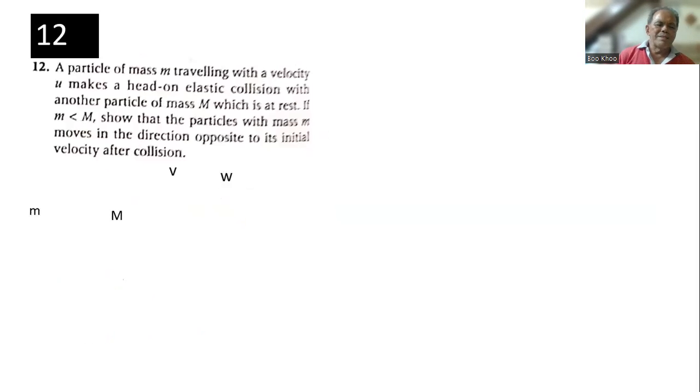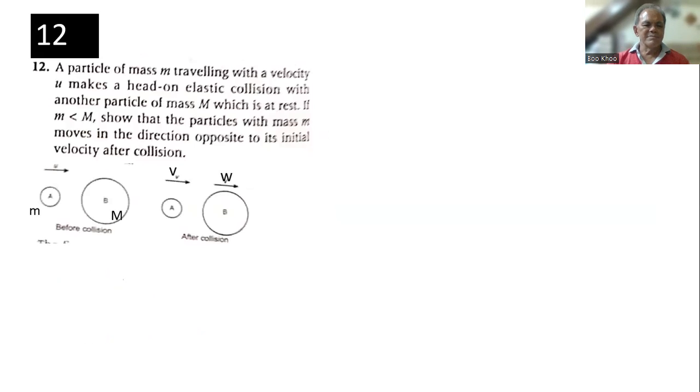Have a go, a particle, stop the video. A particle of mass m traveling with a velocity u makes a head-on elastic collision with another particle of mass M, which is at rest. If m is less than capital M, show that the particle with mass m moves in the direction opposite to the initial velocity after collision. Draw the picture.